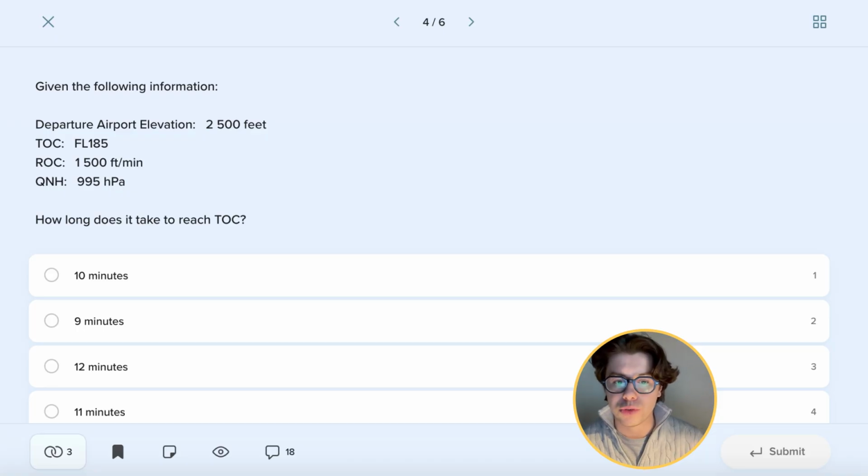So once you get your answer, you need to subtract it from flight level 185 in order to get the actual true altitude, and then further subtract your departure airport elevation 2,500 feet from this in order to get the actual altitude that we are climbing to through the air. Now, of course, divided by 1,500, and the answer you should get should be 10.3.